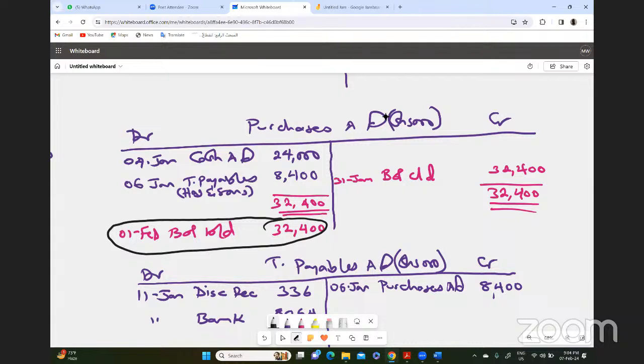We follow the dates in terms of? You can't follow because dates are in various ledgers. So any ledger you choose to start with, you can start with it. Okay?